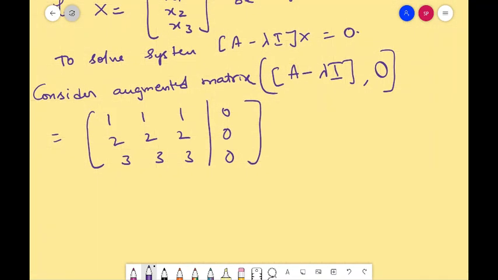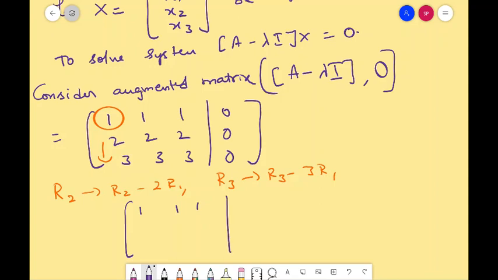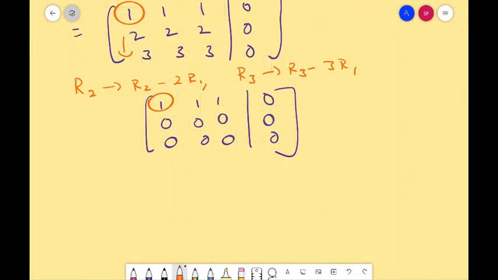Let us quickly reduce it to echelon form. For R2, R2 minus 2 R1, and for R3, R3 minus 3 R1, we get the matrix 1 1 1, 0 0 0, 0 0 0, and the right-hand side is all zeros. Now this is in echelon form. Now we have to find x. Only row 1 is a non-zero row, all the others are zero.